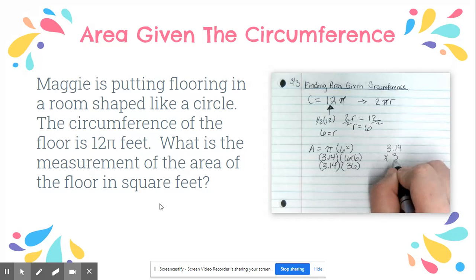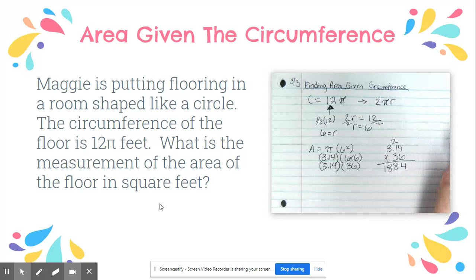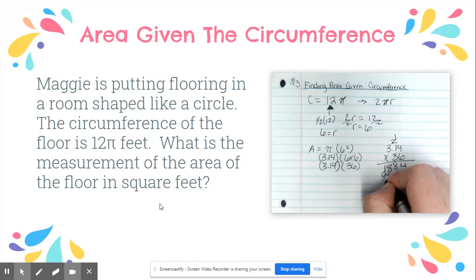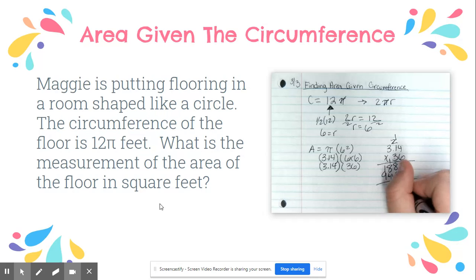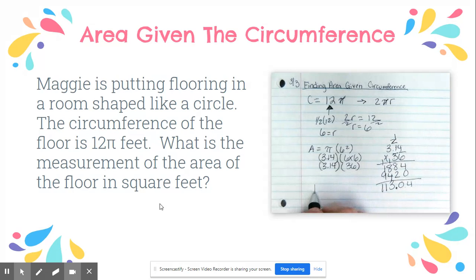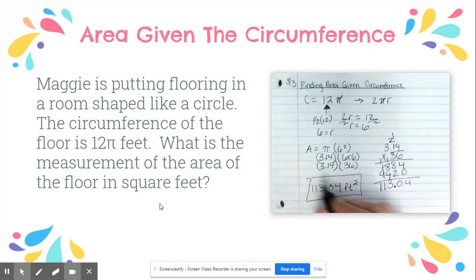3.14 times 36. 6 times 4 is 24. 6 times 1 is 6 plus 2 is 8. And 6 times 3 is 18. Then 3 times 4 is 12. 3 times 1 is 3 plus 1 is 4. And 3 times 3 is 9. Then we add. 8 plus 2 is 10. 8 plus 4 is 12 plus 1 is 13. And 9 plus 1 is 10 plus 1 is 11. So my answer is 113.04 feet squared.